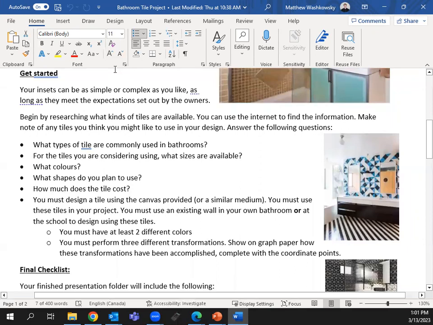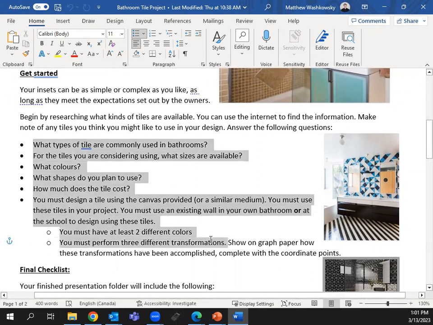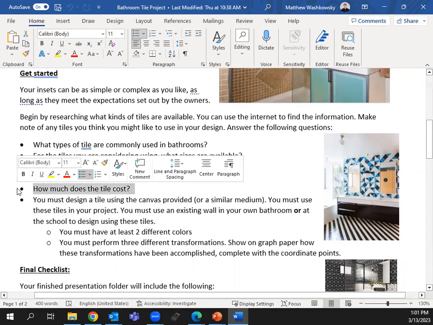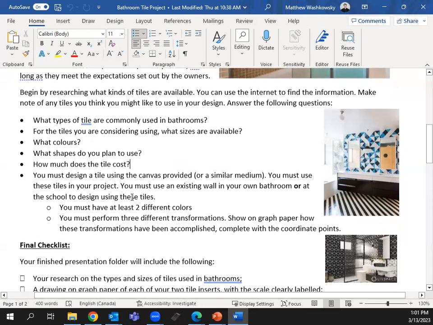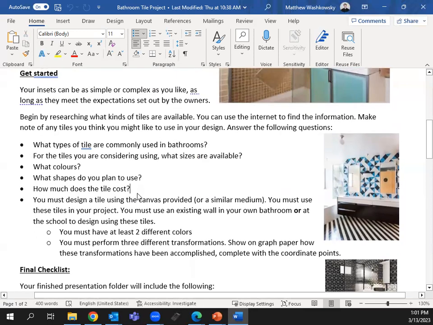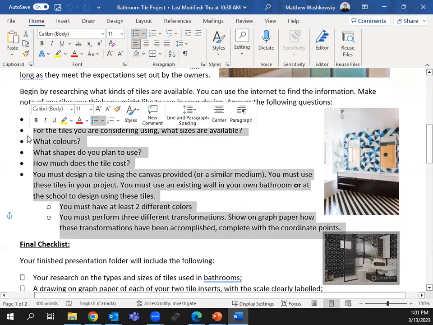So you guys are well on your way to finishing up your tile. I know you've done it on paper. Now you're making the official tile on canvas. The only other things to consider is you have to do some research, right? We looked at what types of tiles are common in bathrooms. We wanted to get an idea of how much that would cost to do a bathroom. I think, Aiden, you said the one here was 4.5 meters by 4.5? Oh, 4.5 feet. So you were doing the floor there. How much would it cost to tile a 4.5 feet by 4.5 feet area? So there's just a little bit of research components here.